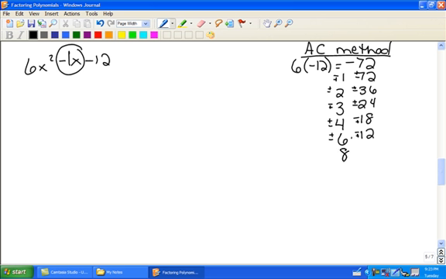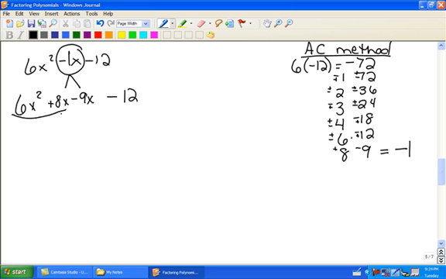But you can also look at the factors 8 and 9. If we take a positive 8 added to a negative 9, we're going to get the negative 1 we want here. So if we will rewrite this middle term of negative 1x, keeping the 6x and the negative 12, as a positive 8x minus a 9x, then we can factor by grouping.